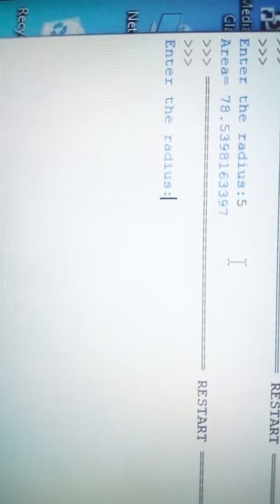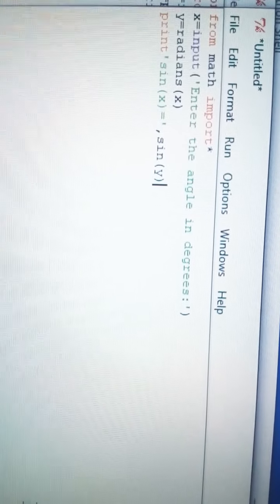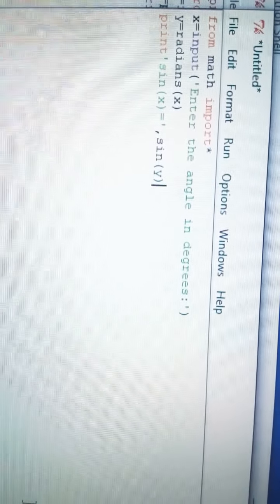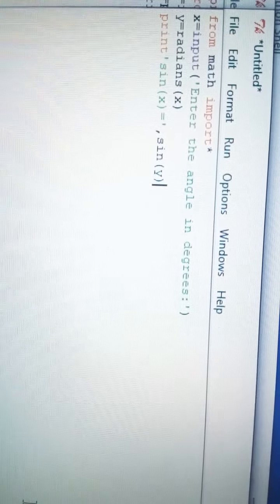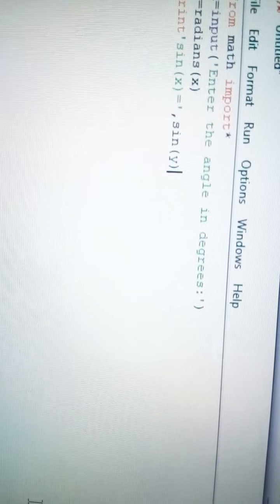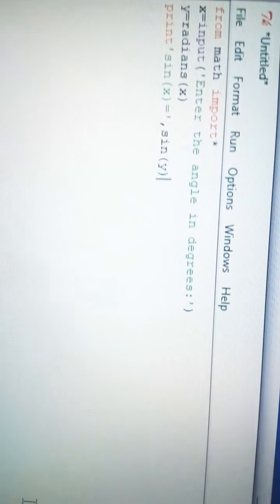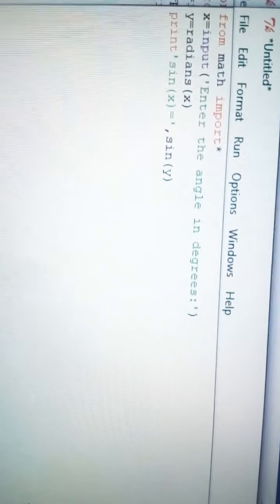Now let us look at another program. Write a program to obtain sin x using the math module. The user enters the angle in degrees. So first we have to import the math module: from math import *, then x = input, enter the angle in degrees. We have to convert the angle in degrees to radians because in the math module the angle of the trigonometric function should be in radians. So y = radians(x). Then print sin(y).